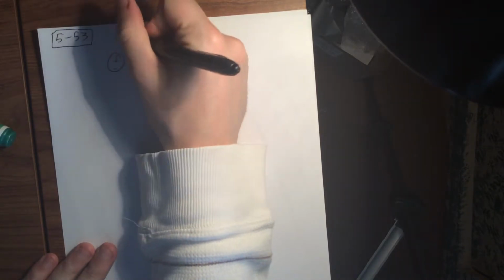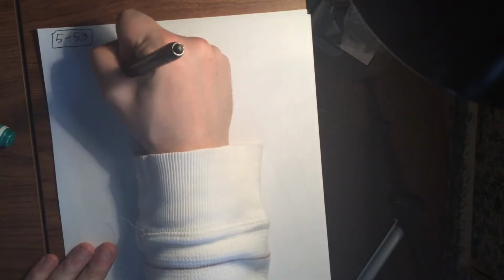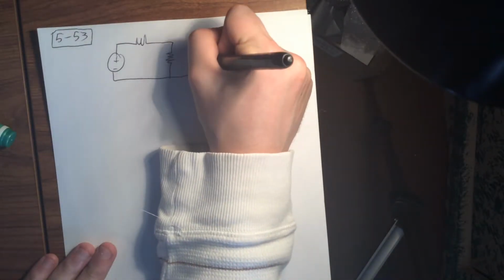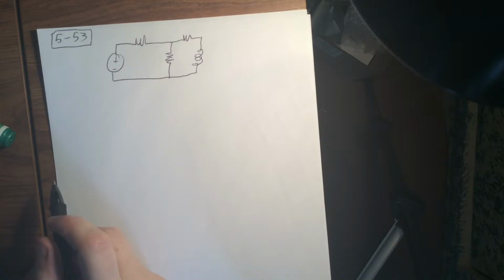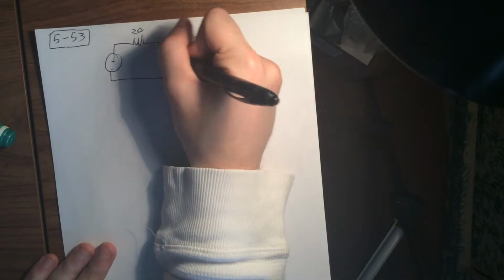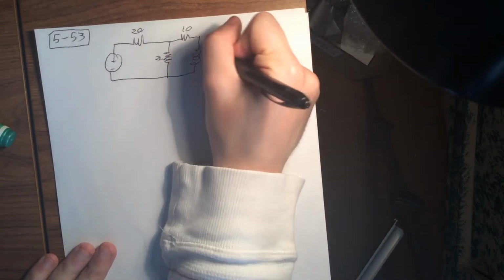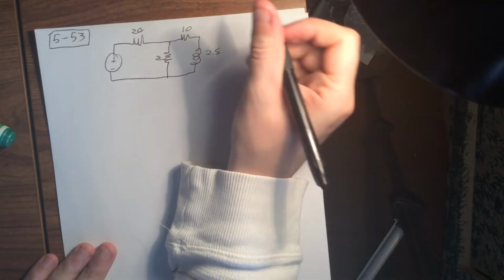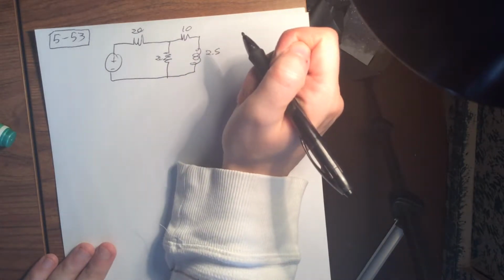For this one, we are going to have a circuit, positive, negative. We have a resistor here, a resistor here, it comes around here, and a resistor here. R1 and R2 are equal to 20, so this is 20, this is 20. R3 is 10, and this is 2.5. Does it give us our voltage source? No, it just says Vs of t.